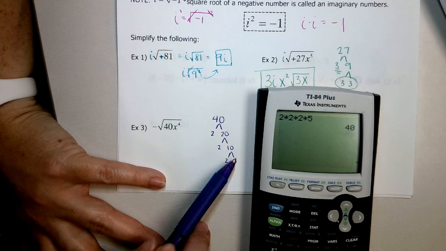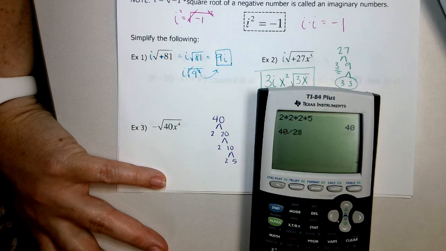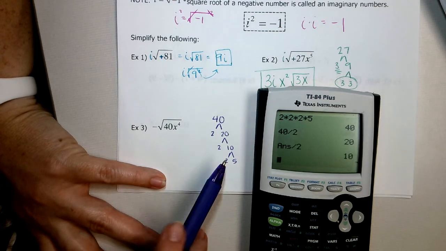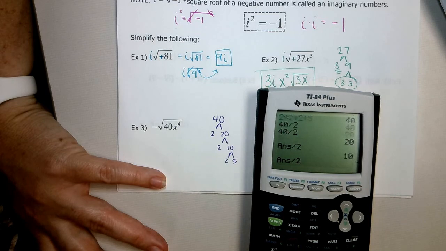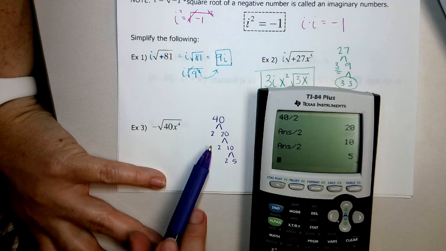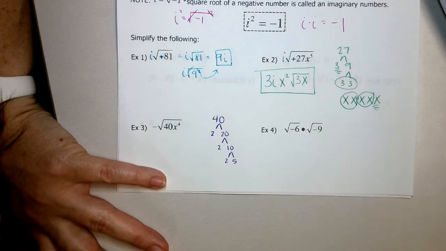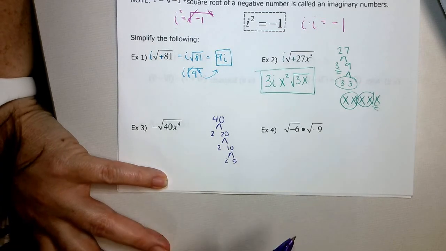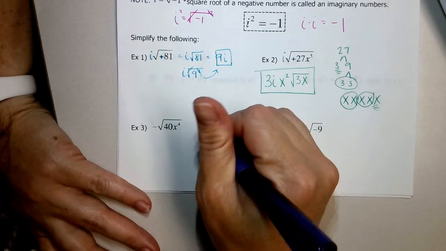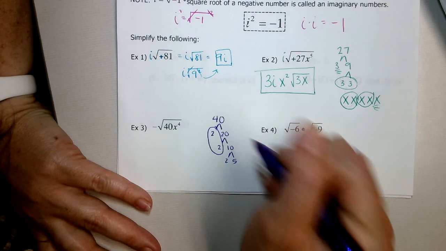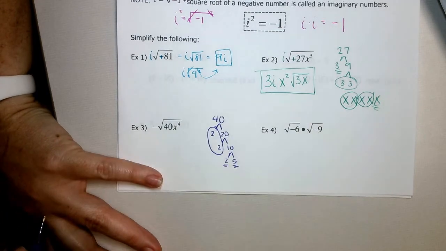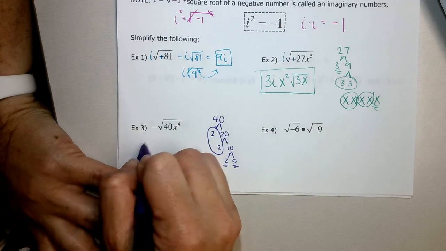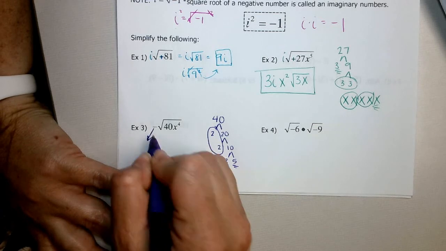Or you could literally do 40 divided by 2. That's 20, divided by 2. That's 10, divided by 2. That's 5. And you see I put that 2 out every time. Just make sure you're double checking these because I've seen a lot of mistakes with just the factor tree. So I have a pair of 2s and I have a remainder of 2 and 5. So I'm going to take that 2 out. I also have that negative that's already there, so I'm going to bring that down.